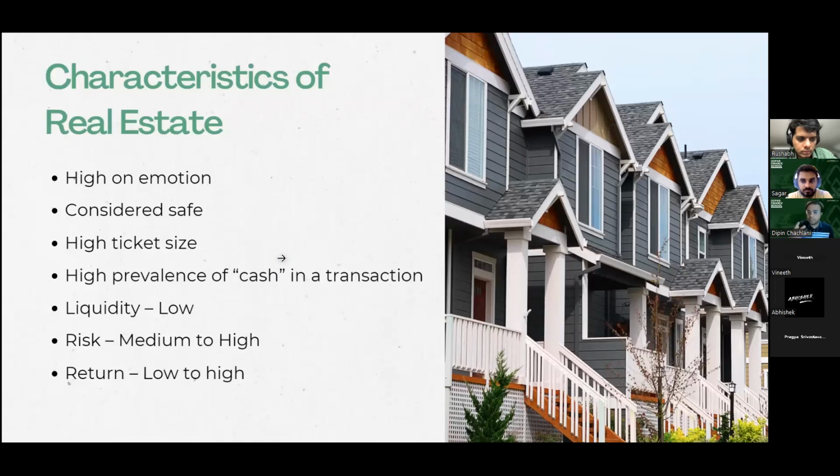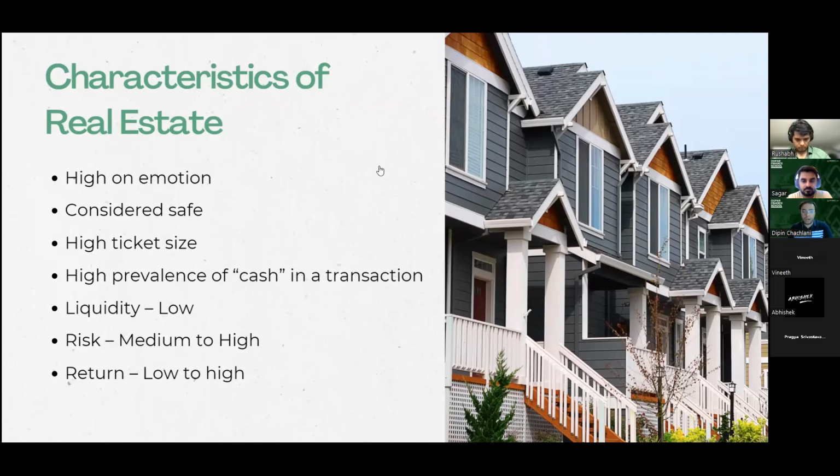And it's a high ticket size product, friends. We need to invest at least a lump sum of 20 lakhs, 50 lakhs, 1 CR in real estate, and there is a high prevalence of cash in transactions. Liquidity is very low. So how many of you agree with this? Because if you want to sell a house tomorrow or the day after, you won't be able to. अगर आपको बेचना है तो आपको दाम तोड़ के बेचना पड़ेगा. You have to sell it at a lower price, right?